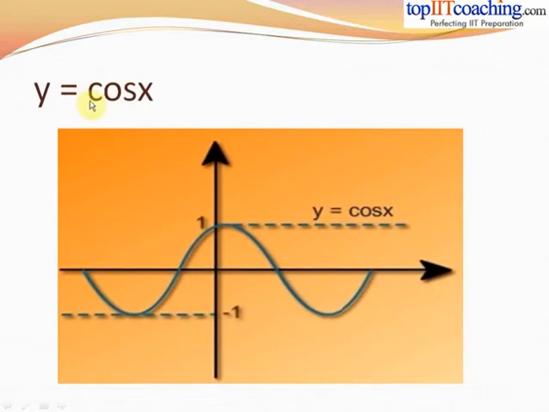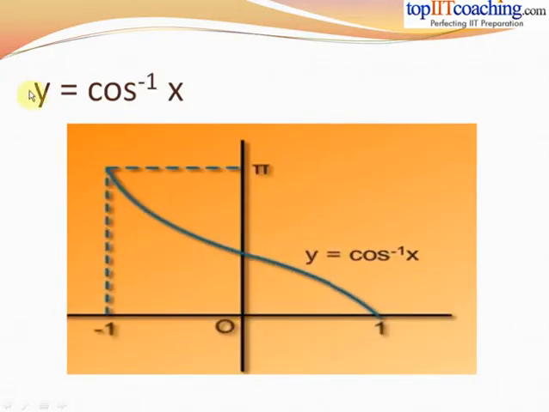The next is y equal to cos x. Now we know that the domain of cos x is R, the set of real numbers, and the range is from -1 to 1. So the maximum value of cos x is equal to 1, and the minimum value is equal to -1. The next is y equal to cos inverse x.